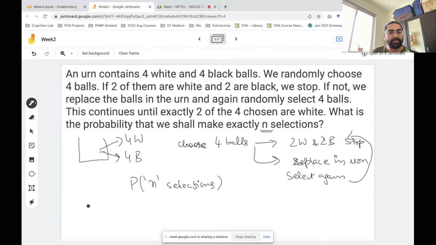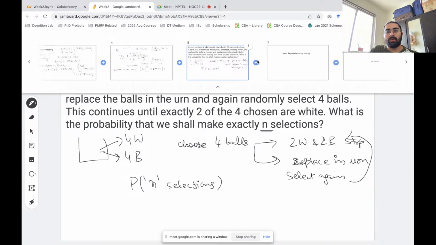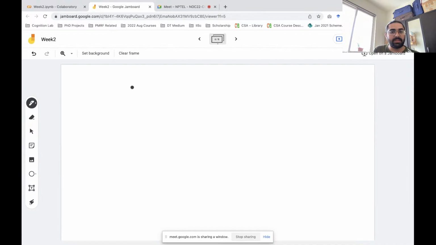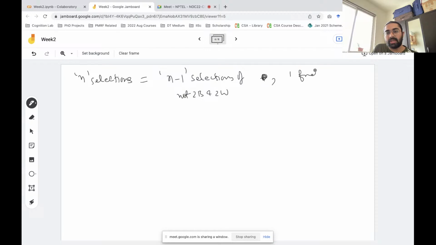Right. Okay. So what we are looking at is something like this. I can say that my n selections event, I can break this down into n minus 1 selections of not two black and two white, followed by one final selection which has two black and two white. Okay. How do I proceed from here?